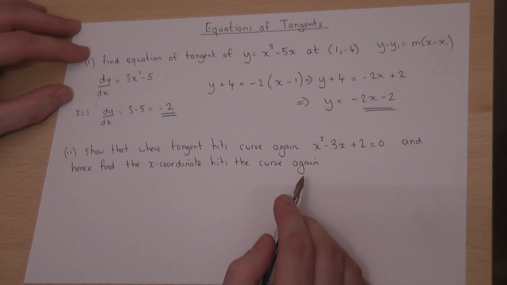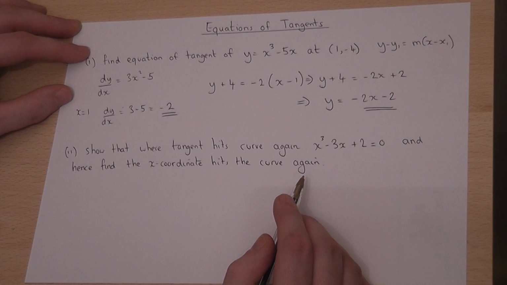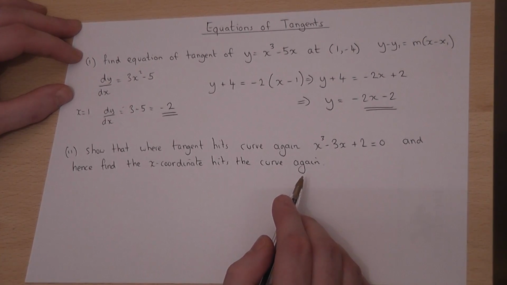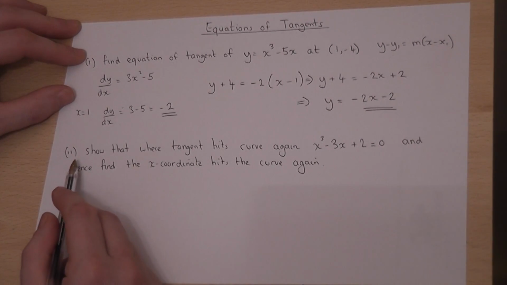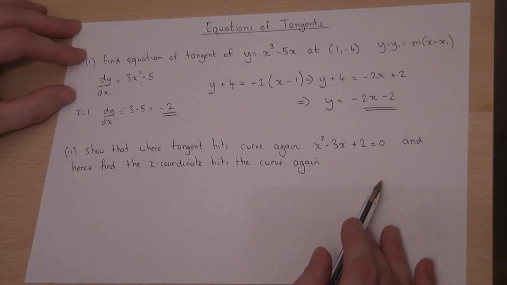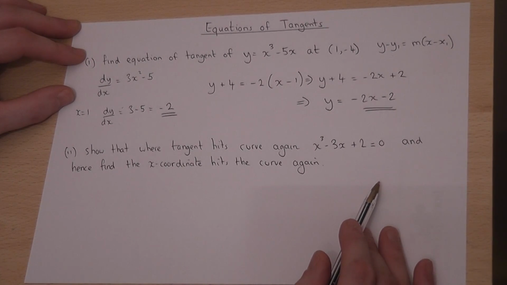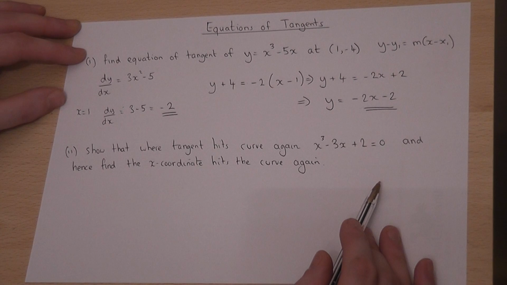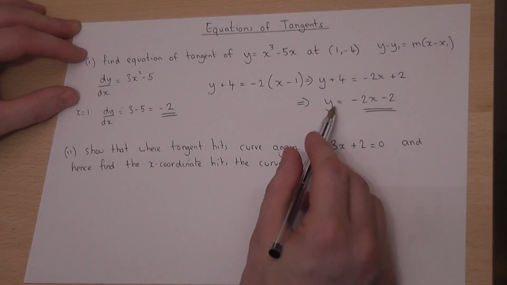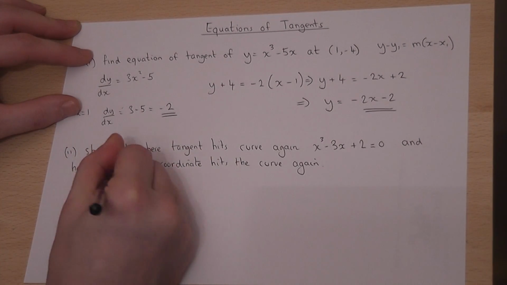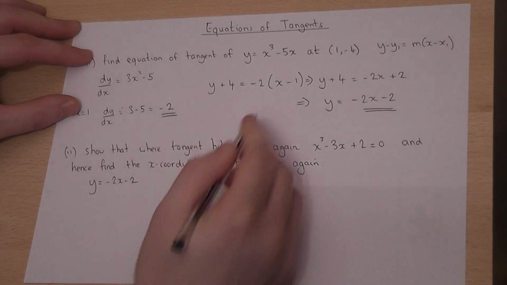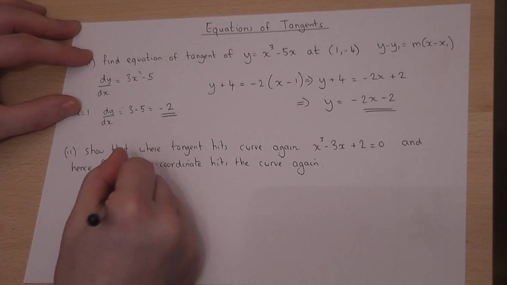Now this is where the tangent will just touch the curve, but that same line might hit the curve somewhere else. And part 2 talks you through how to find where that tangent line hits the curve again. And we've got to find, therefore, where this line and the given curve intersect.